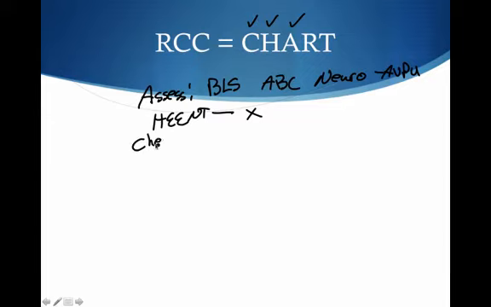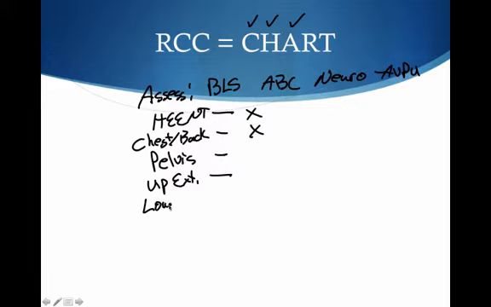Next thing I like to see is chest, back. After that, pelvis. Upper extremities, lower extremities, all in the assessment. And any kind of pertinent negatives or pertinent positives that you might have found about any of those areas at that point. And I forgot right here, abdomen.